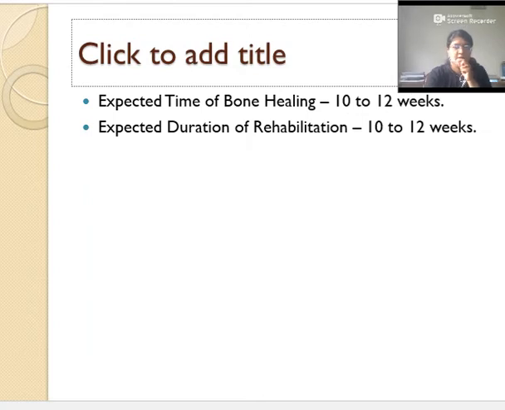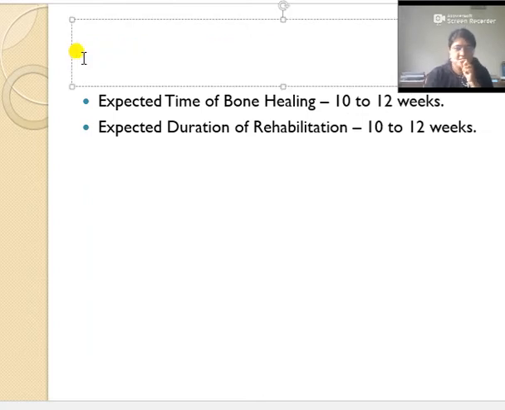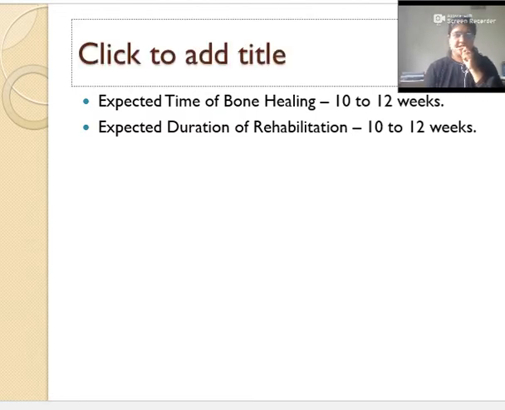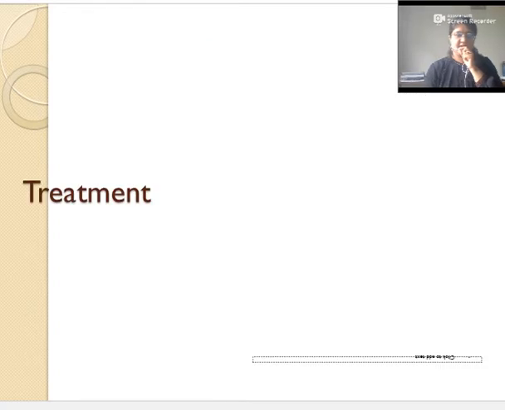Moving on, what is the expected duration of the rehabilitation? It is approximately 10 to 12 weeks, and the expected time of bone healing will always be 10 to 12 weeks. But if there are any comorbidities, such as the patient being of old age, or suffering from diabetes, or any other complications such as malunion, then the rehabilitation time will take a little longer. And in the case of non-union, bone grafting might also be needed.